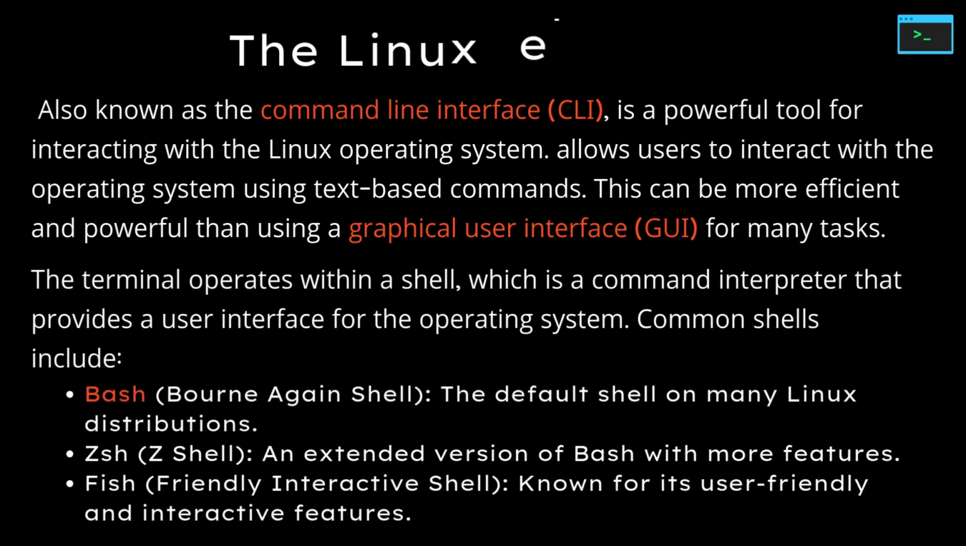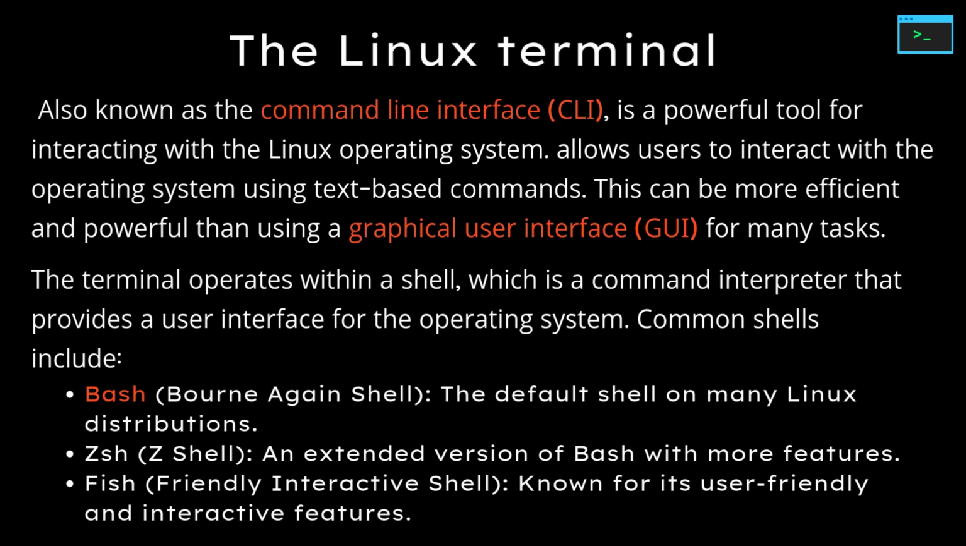The Linux terminal, also known as the command line interface (CLI), is a powerful tool for interacting with the Linux operating system. It allows users to interact with the operating system using text-based commands. This can be more efficient and powerful than using a graphical user interface (GUI) for many tasks.